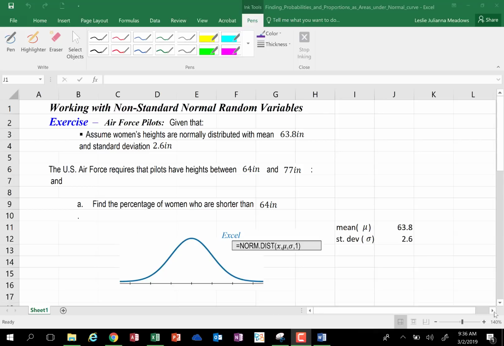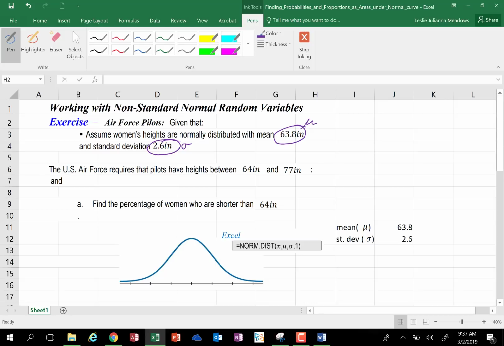First, we'll work with an exercise that has to do with Air Force pilots. We want to assume that women's heights are normally distributed with a mean of 63.8 inches and a standard deviation of 2.6. I'll label those. As you can see, I labeled the mean using the Greek letter mu and the standard deviation using the Greek letter sigma. We're told that the U.S. Air Force requires that pilots have heights between 64 inches and 77 inches.